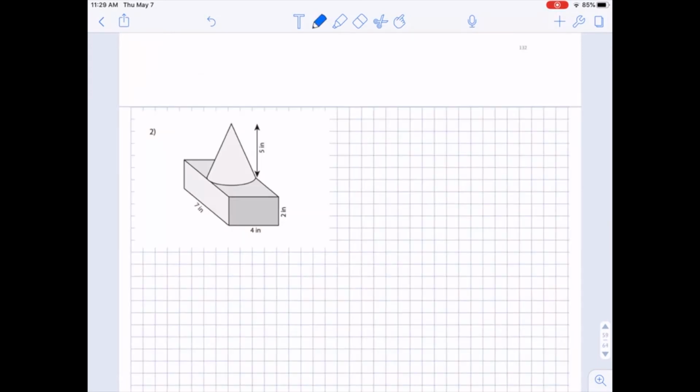So first, let's make sure we know the formulas for the surface area of a cone and the surface area of a rectangular prism. The surface area of the cone is usually 1 base area plus 1/2 of the circumference times the slant height. Then the surface area of a prism is 2 base shapes plus perimeter times height.